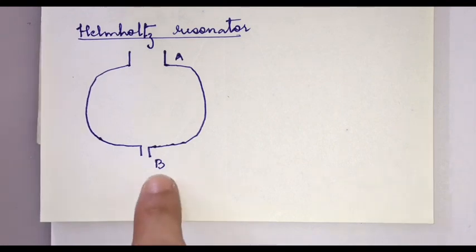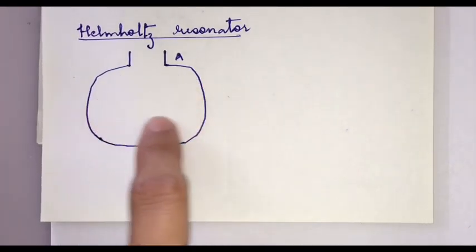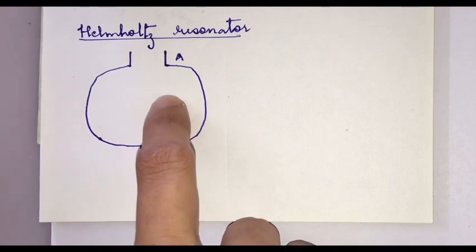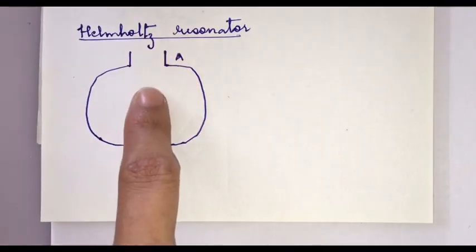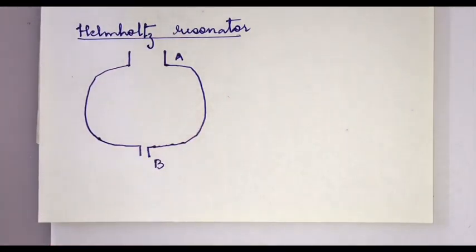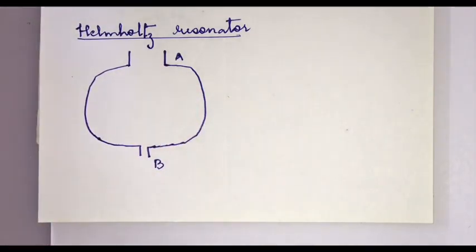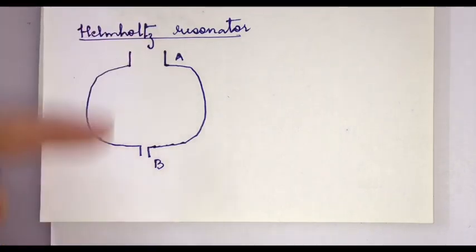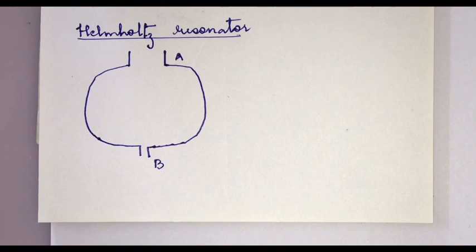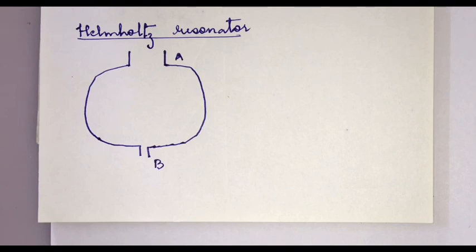So the end B is held near the ear with the end A open for the entry of the air carrying the musical note. We know there is air inside this vessel, the Helmholtz resonator. When musical notes come from outside, the air inside is set into vibration. And we know the air inside has its own natural frequency. So when many frequencies come from outside, from the musical notes, for one particular frequency this air inside the Helmholtz resonator will vibrate with maximum amplitude.